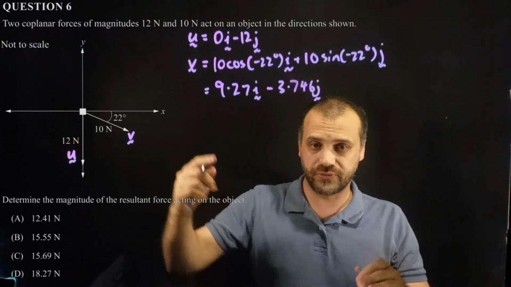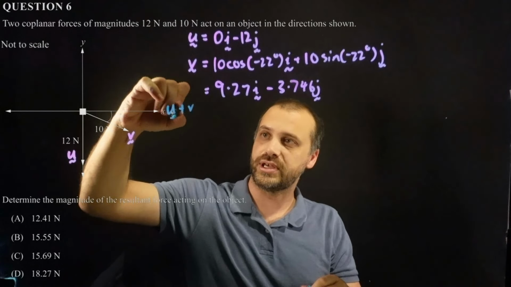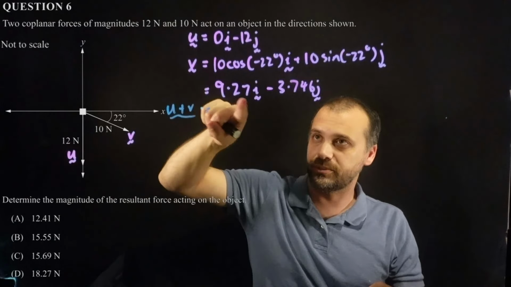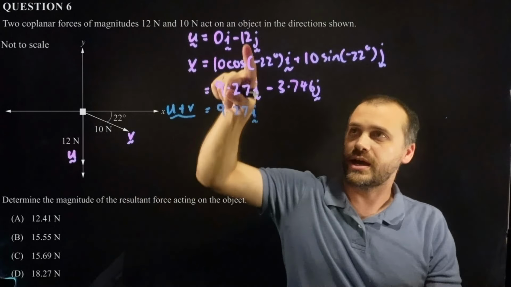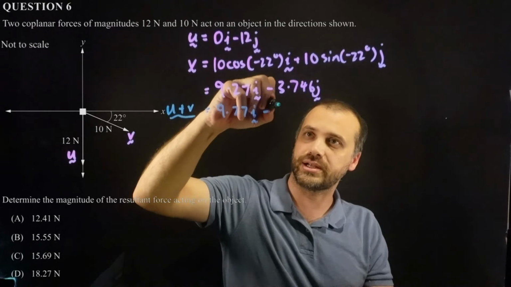Okay, the resultant force is going to be the two vectors added together, so U plus V as a single vector. Now, 0i plus 9.27i, very easy. Let's do that without a calculator. A negative 12 minus 3.746. I think I can do that without a calculator as well.